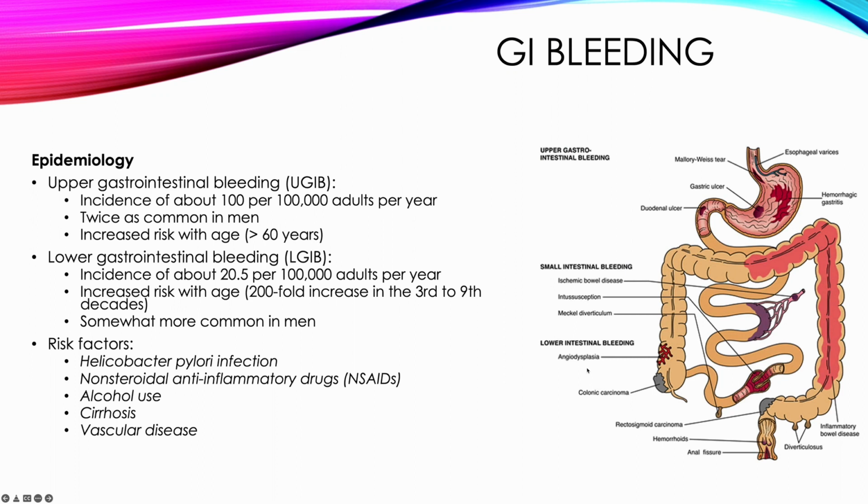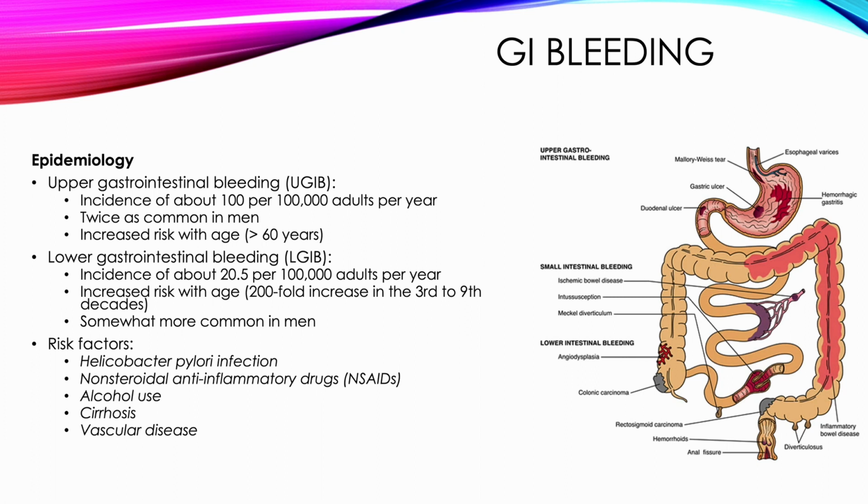Now, epidemiologically speaking, upper GI bleeds, we're going to see about 100 per 100,000 adults. It is twice as common in men as it is in women. And the older we get, the higher the risk of having a GI bleed, in both upper and lower GI bleeds. Lower GI bleed incidence is about 20 per 100,000. So you can see it's more common to have an upper GI bleed than lower. And it increases with age, just like I said earlier. And it's, again, somewhat more common in men. Men, you're out of luck.